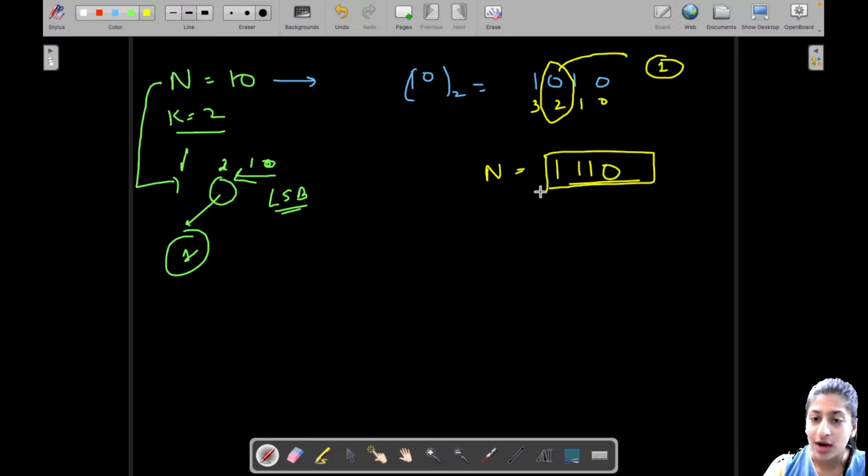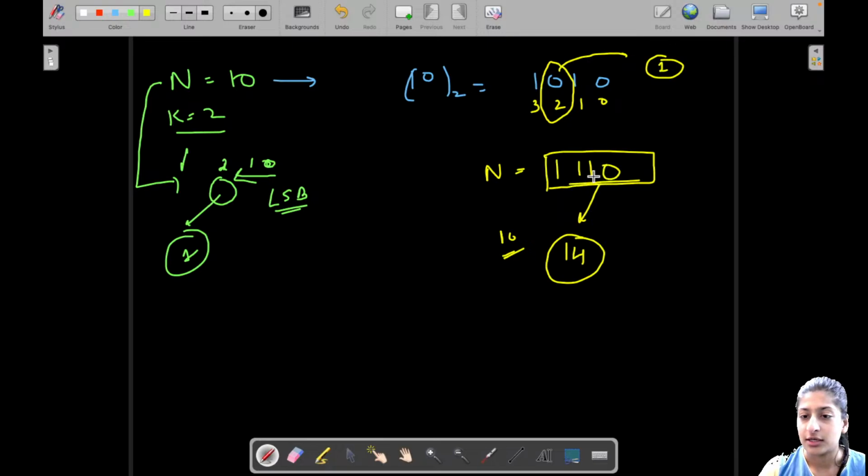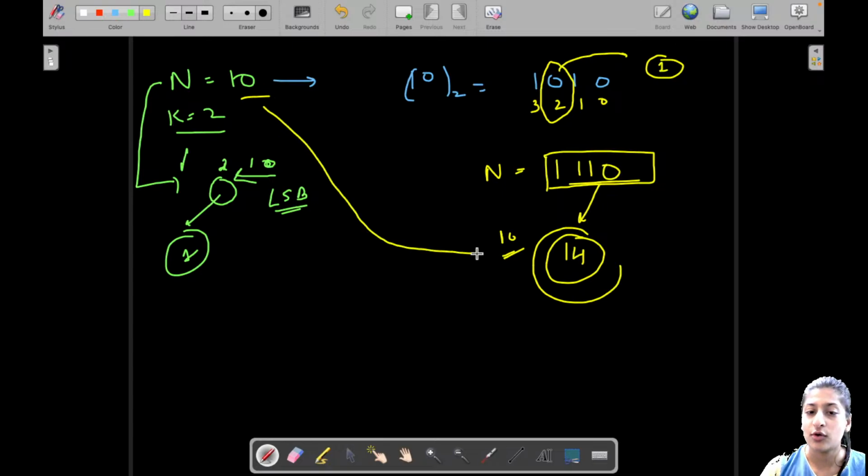So this is the binary representation when I convert this bit to 1. Finally, what you have to return is in the decimal form. So the decimal form of 1110 is 14. How? This is 0, then this is 1 into 2 to the power 1 plus 1 into 2 to the power 2 plus 1 into 2 to the power 3. So 8 plus 4 is 12, plus 2 is 14. That is the answer that you will have to return. So n was given as 10, and your function returns 14, because by changing the kth bit to 1, your n got modified.